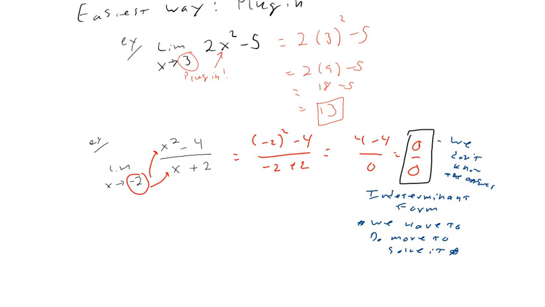We don't know exactly what this answer is going to be. 0 over 0, if you get an answer like that, it means something is wrong, and we need to do a little bit more work to figure it out.